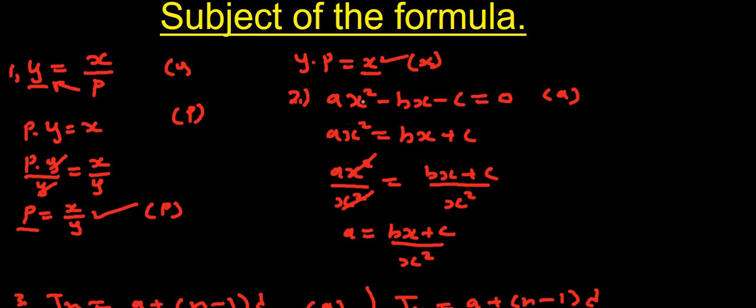So if you are given ax squared minus bx minus c equals 0, and they say make a the subject of the formula, you transpose other terms to the right hand side. If it's negative bx, it becomes positive bx. If it's negative c, it becomes positive c. And since you are not looking for ax squared, you divide both sides by x squared. Therefore, a will become (bx plus c) over x squared. Then a now is our subject of the formula.